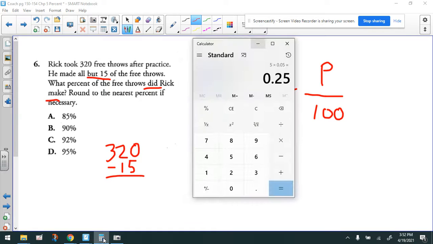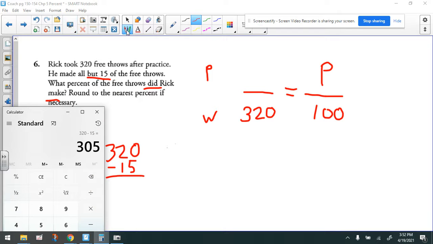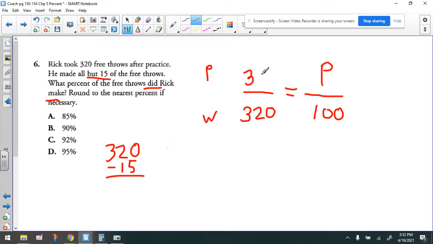All right, if we take out our trusty calculator and we do 320 minus 15, which you should be able to do the algorithm for that, you get 305. So that means he made 305 out of the 320.